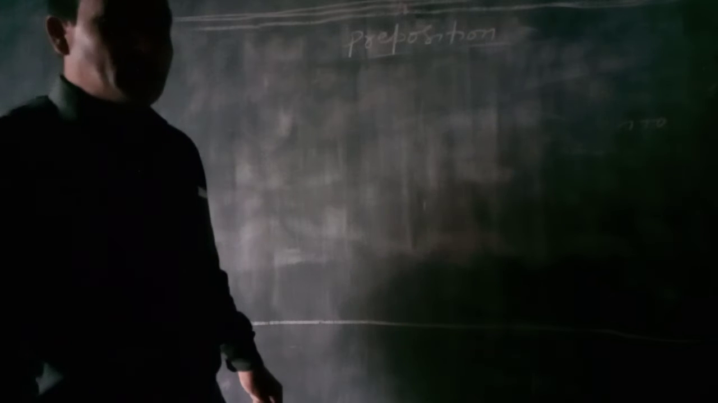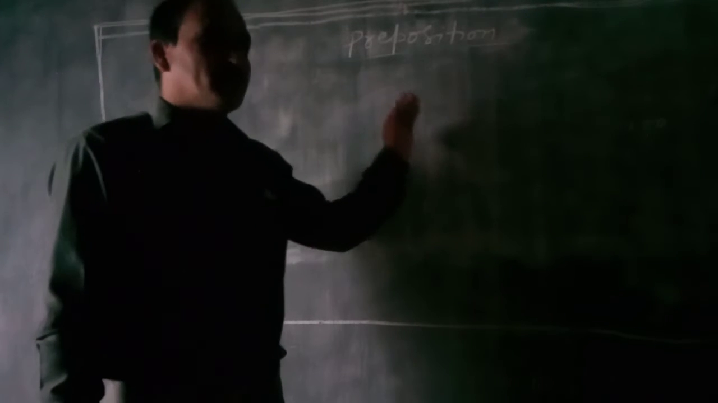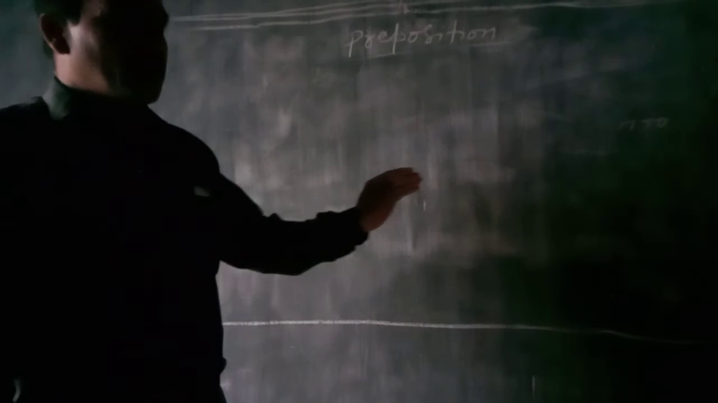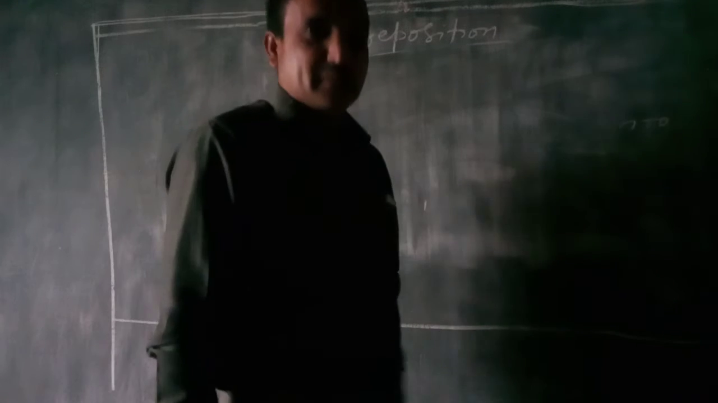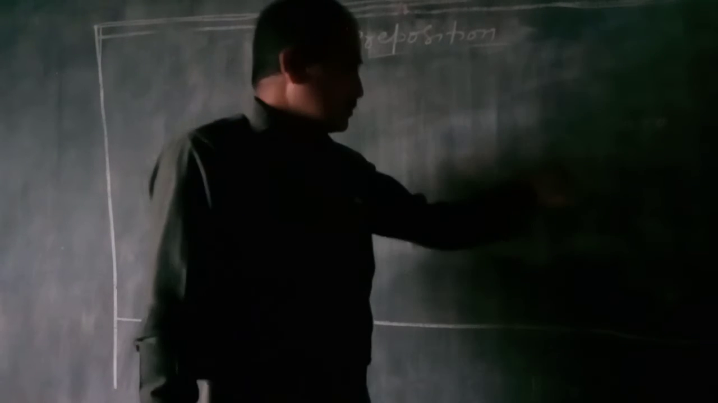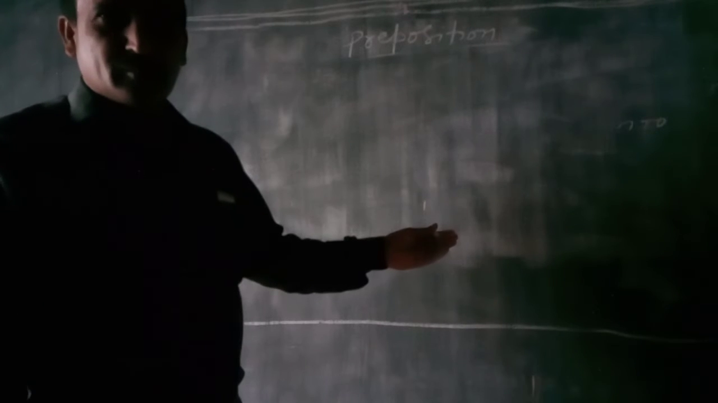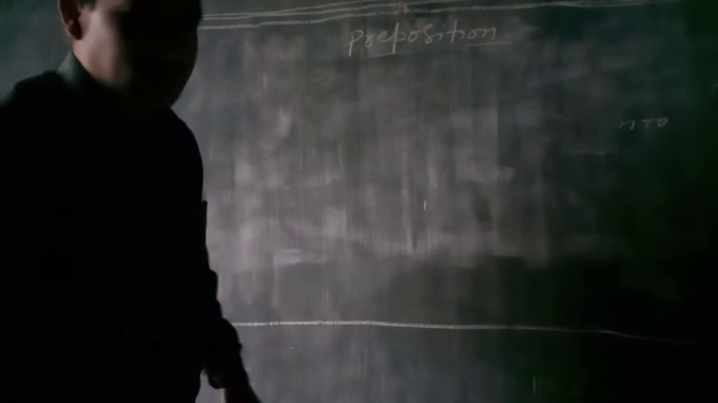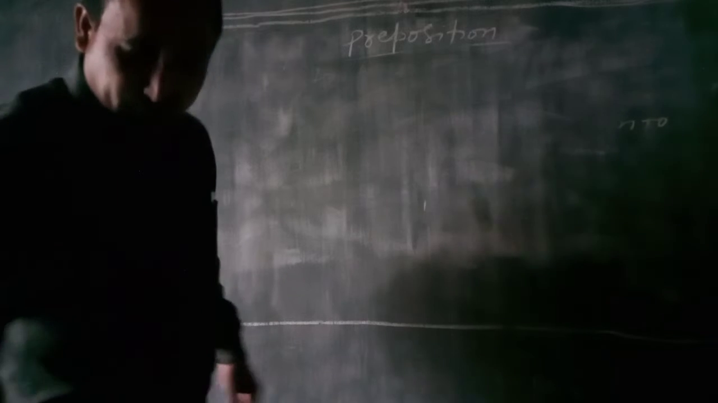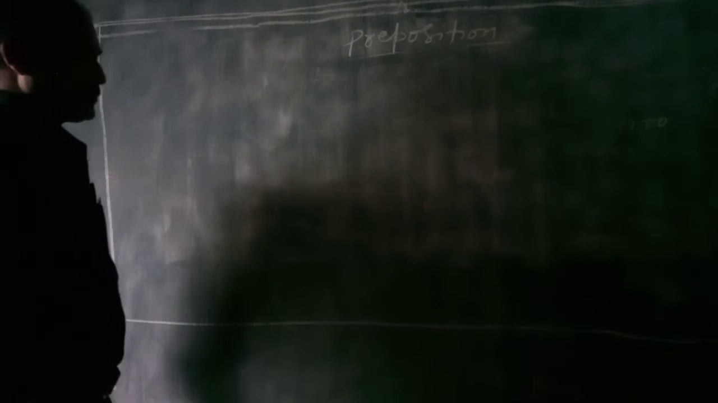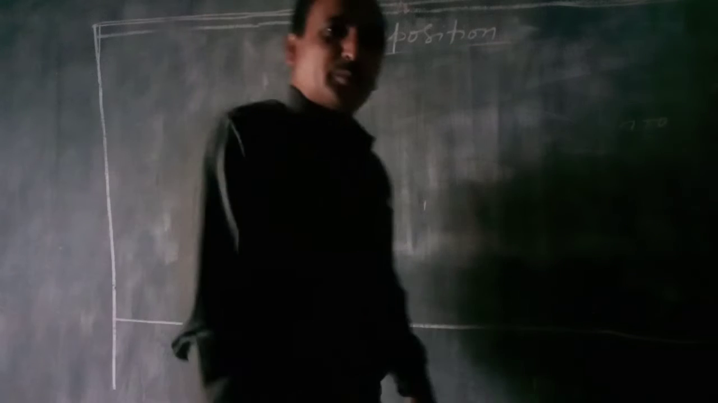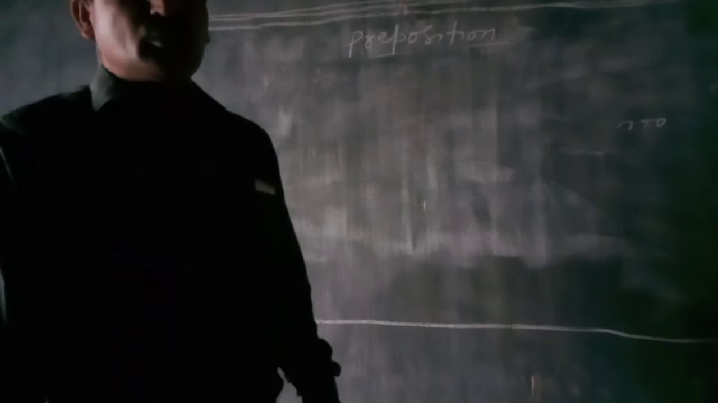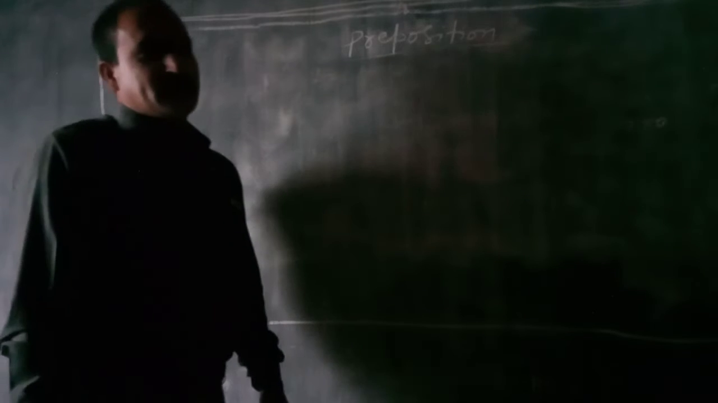First of all, you have to understand the use of a preposition in a sentence, where you are going to use it, in the correct place and correct position, and the correct preposition. A preposition is a word which is used before a noun and pronoun in a sentence to show the relation between two other words in a sentence. It is the definition of the preposition.